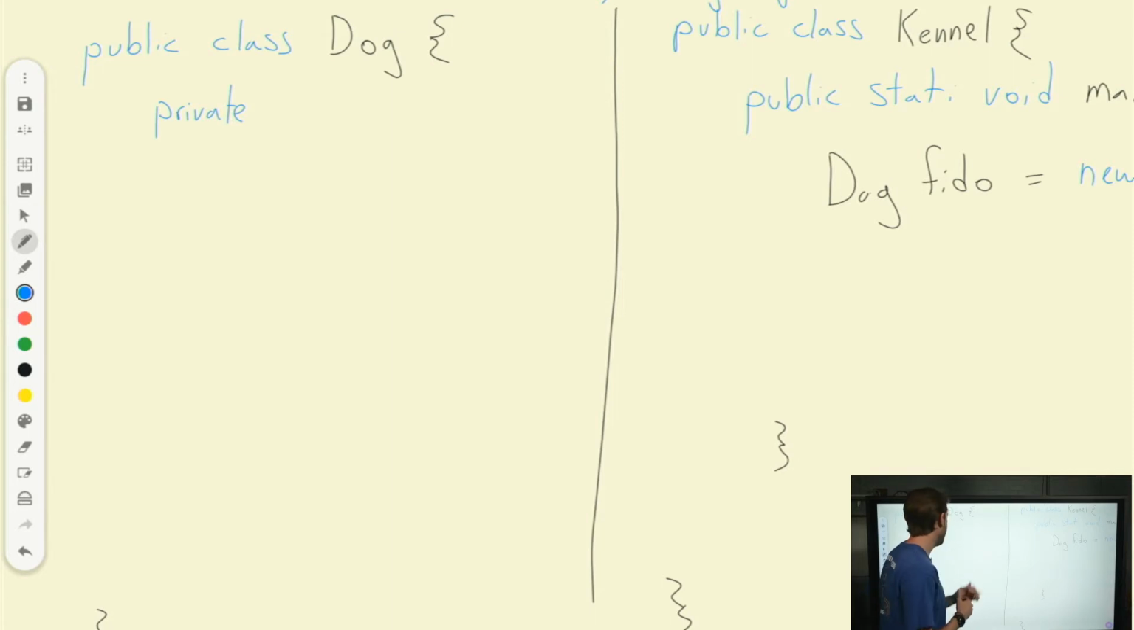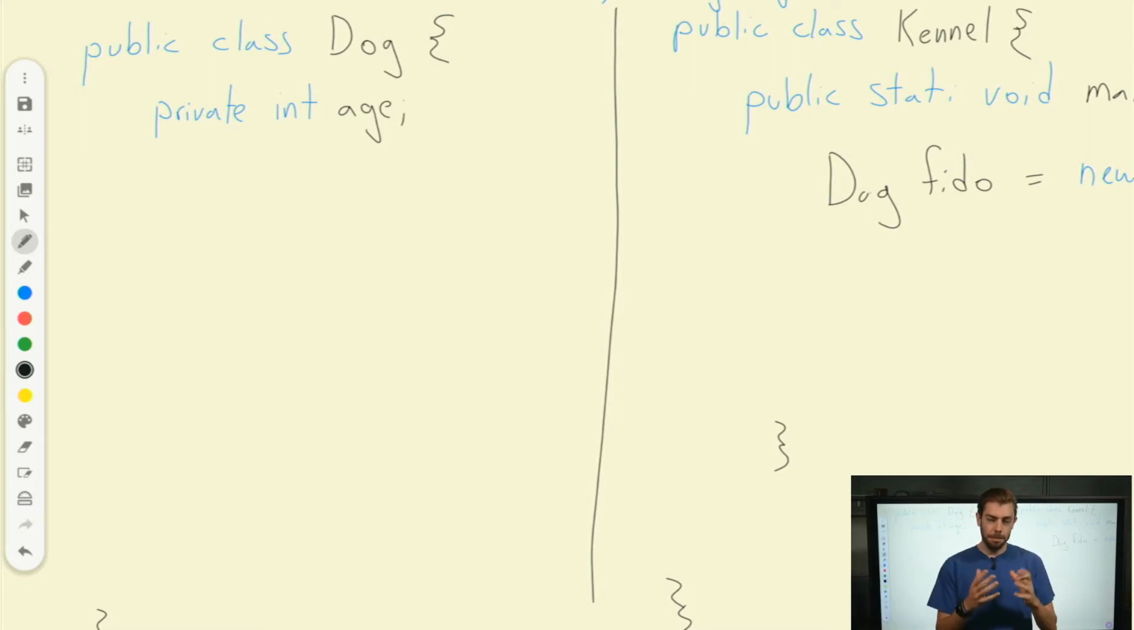So we're going to declare private int age. For this example, I'm only going to give one field. This way we can keep it simple, but our one example is going to apply to all fields and all different data types. So private int age is the age of Fido. Now we want to create Fido, and we want to give Fido an age.